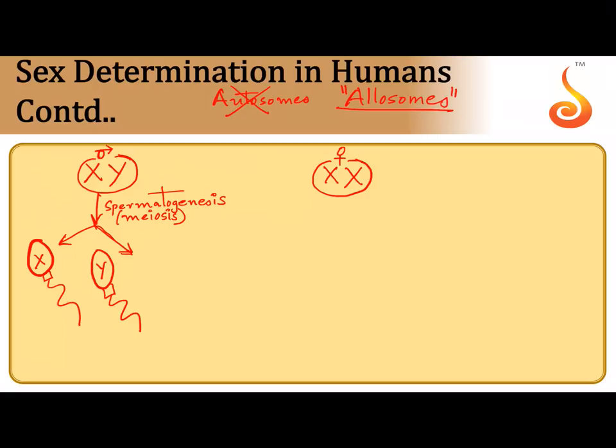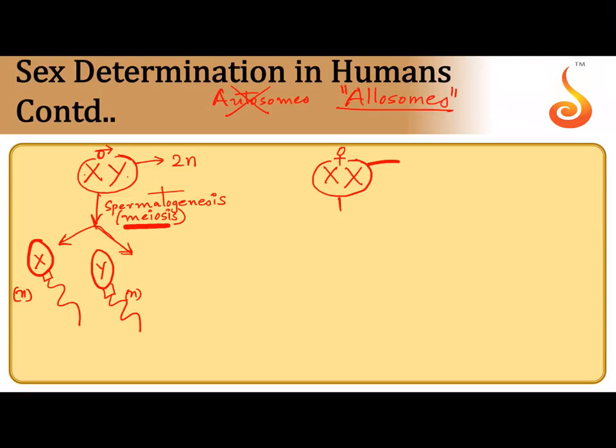Why not both X and Y? Because the division is meiosis and this cell is a diploid cell. That's why it has two copies of sex chromosomes. But the sperm are haploid, so they have only one copy, either X or Y.